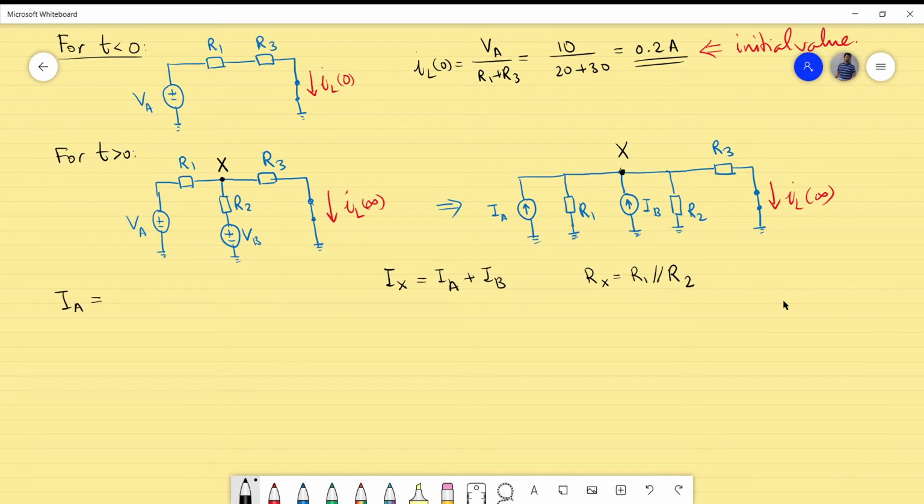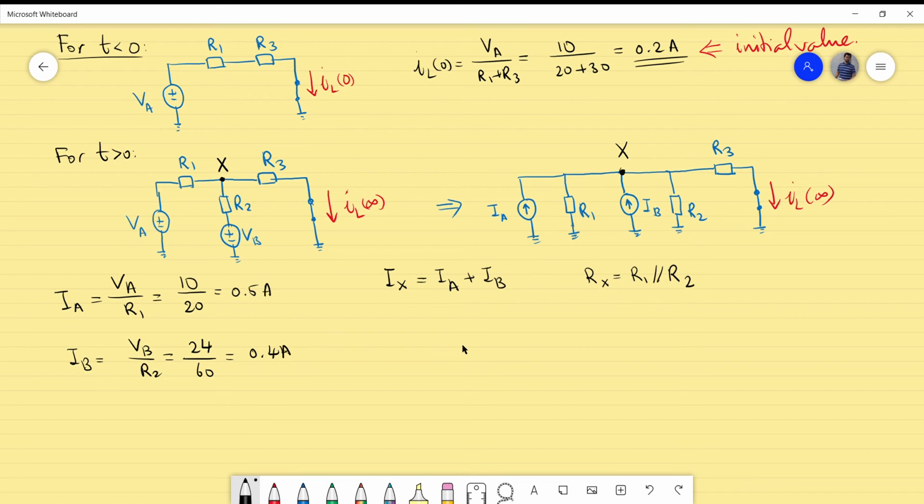For source transformation, you might know from Thevenin and Norton equivalent circuits, Ia is equal to VA divided by R1, so that is actually 10 divided by 20, and it is 0.5 amps. And for Ib, I get VB divided by R2, and it is 24 divided by 60. I will get 0.4 amps. So this is actually very straightforward. What you have is a voltage source in series with a resistor. You do the voltage divided by the resistor which is in series, and it's actually the same procedure here.